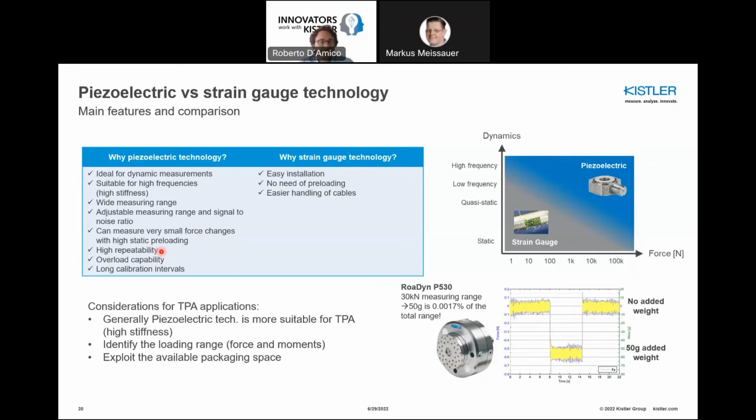You also have high repeatability. You have the possibility to have overload capability because it's very stiff, and you have rather long calibration intervals.